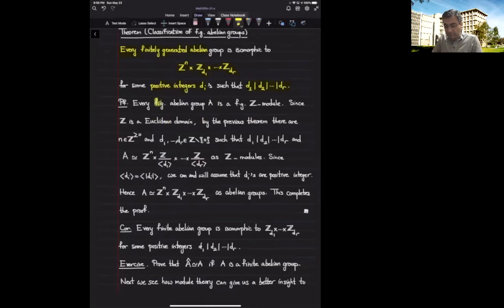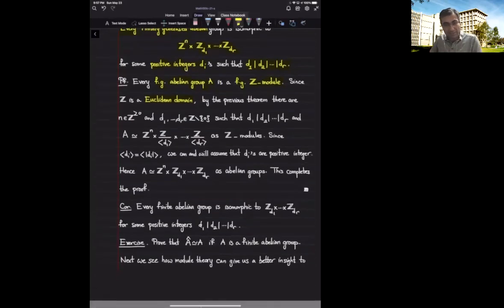Again, every finitely generated abelian group is a finitely generated Z-module, because we have discussed that every abelian group is a Z-module, and the way that we can generate an abelian group is exactly the same way that we can generate a Z-module. Now Z is a Euclidean domain. So I can apply the previous theorem, the classification of finitely generated D-modules where D is a Euclidean domain. We can apply it in this setting, and we end up getting some non-negative integer n and some non-zero integers D1, D2, and so on, such that D1 divides the next one, divides the next one, and so on.